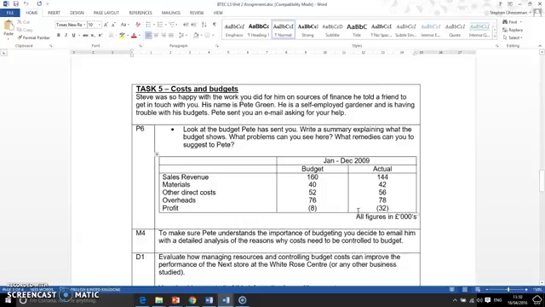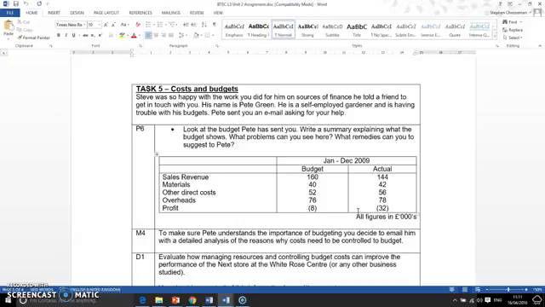So first of all, you're going to talk about the sales revenue. You don't need to talk much about this because we're talking about analysing costs, but you can mention the fact that revenue minus costs will equal profit for the business, and so he needs to keep his revenue as high as possible to make the biggest profit.